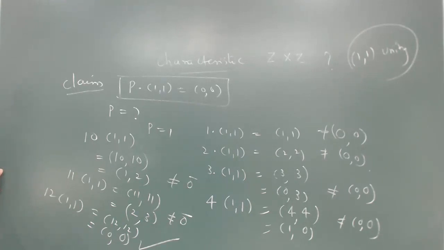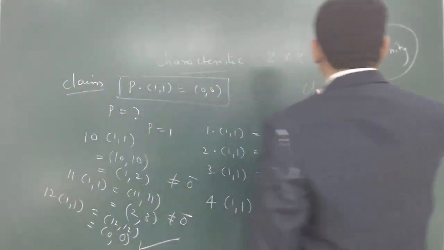So you keep on multiplying with 1, 2, 3, 4, and so on. At the number 12, you will get (0, 0). On the first element, I am applying multiplication modulo 3, and on the second element, multiplication modulo 4. Is it clear for everyone? So hence the characteristic of the ring is nothing but 12.